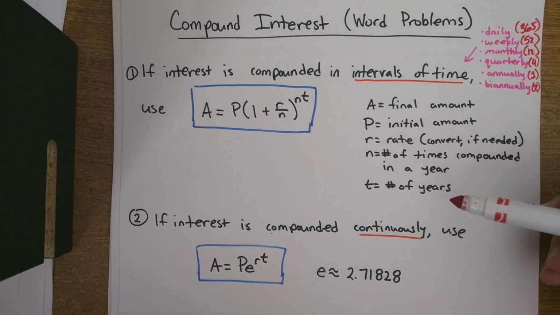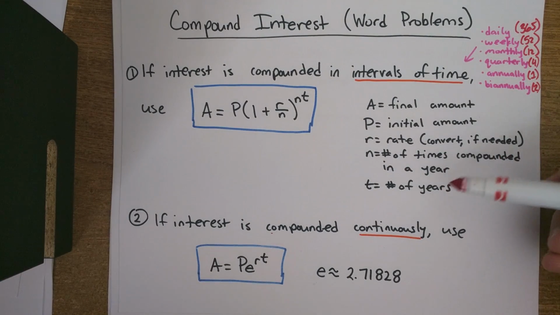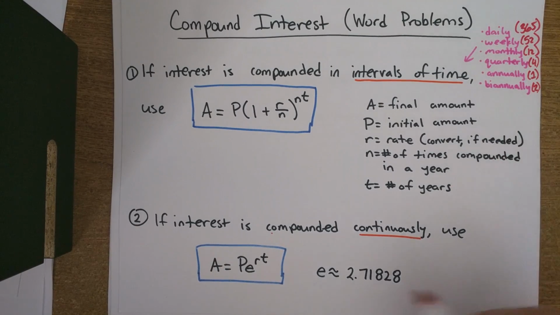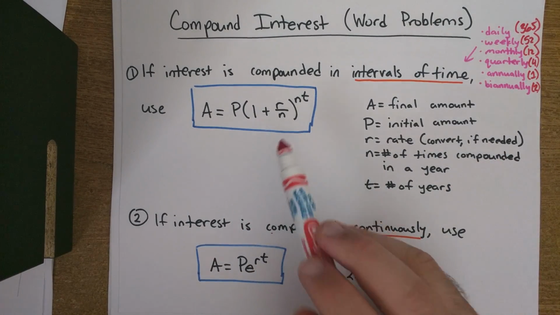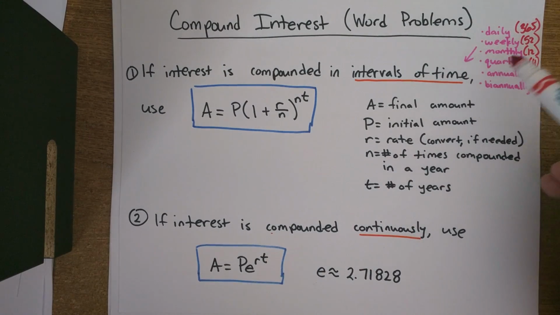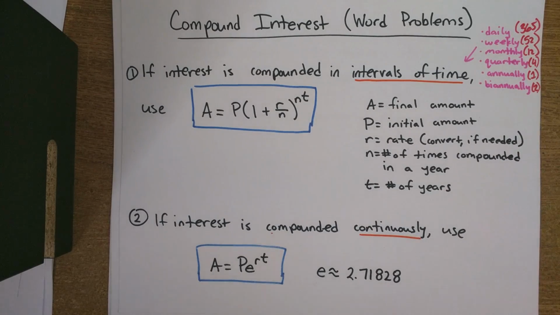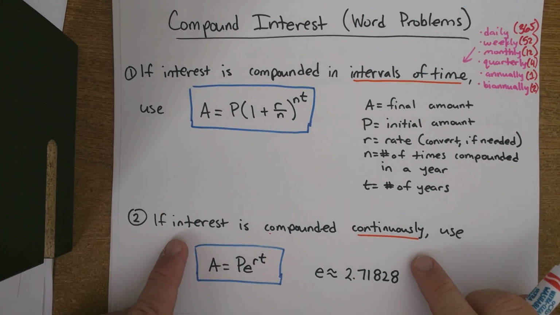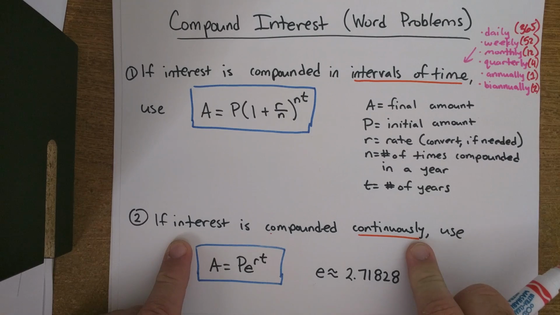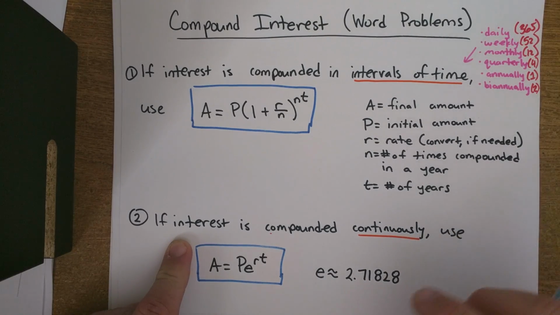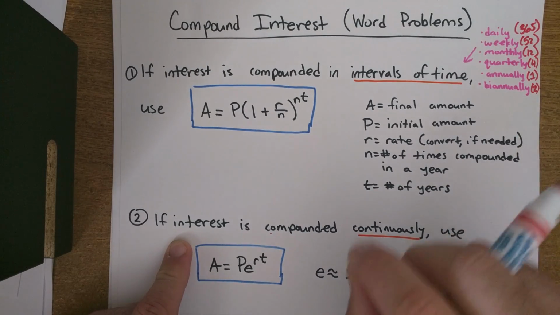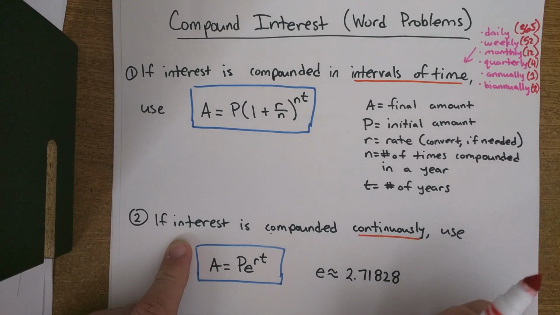And then T is the number of years. So don't confuse N and T. N is the number of times you get compounded in a year, and T is the actual number of years. So this is the formula we'll use for compound interest if it's compounded every day or every week or so on. There's also a way to compound interest continuously, meaning that it never stops compounding. Every nanosecond, your interest is compounding. It's like a continual flow of money into your account.